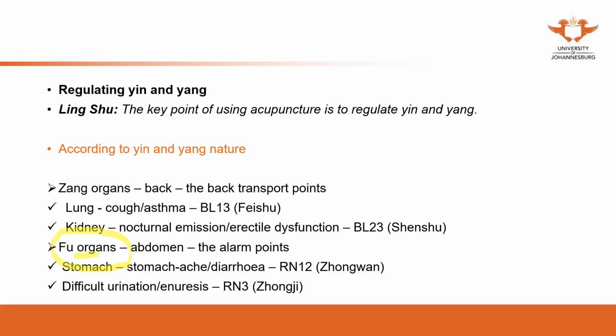These are not rules. You can use them as references, but sometimes it depends on the patient, and you may also change. So this is just an example, because Zang organs are more likely to have deficiency and Fu organs are more likely to have excess. Back-shu points, lung points. From this discussion, you will also understand the difference between the back-shu points and the front-mu points, or the alarm points.